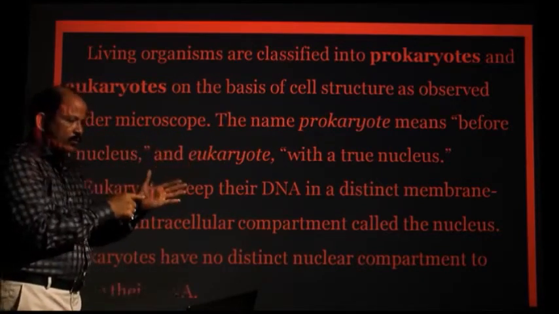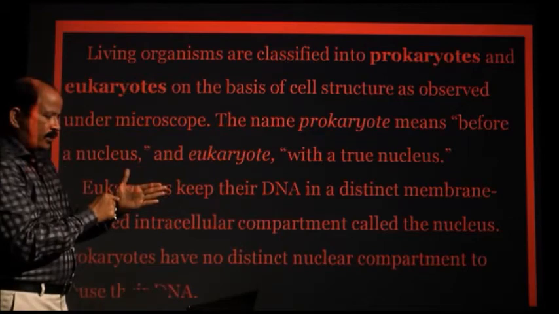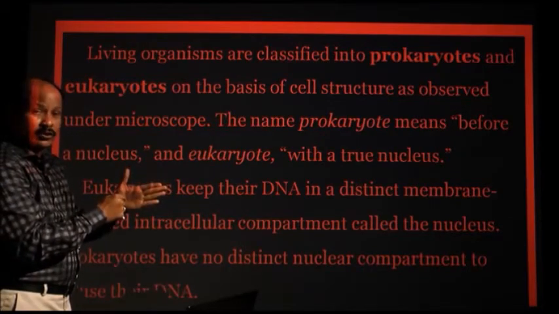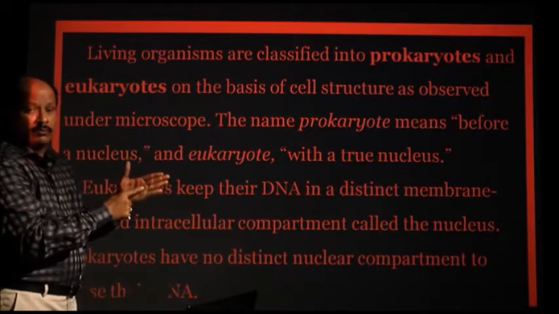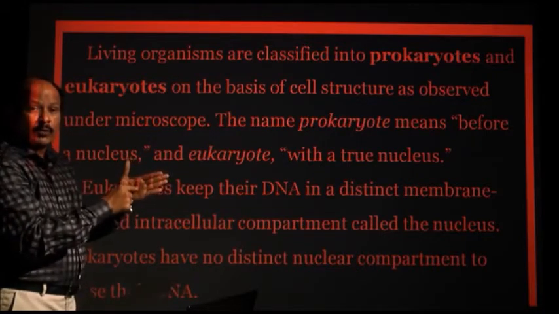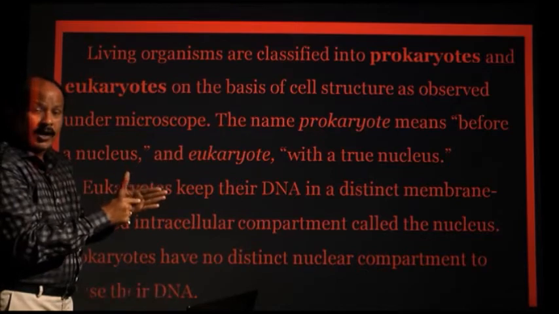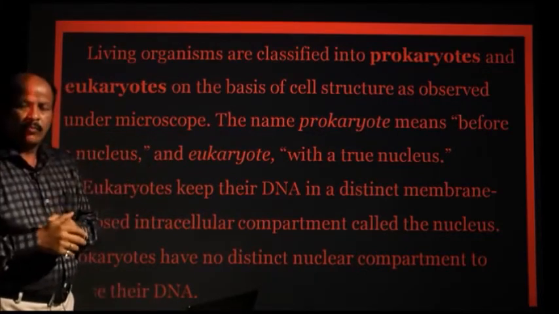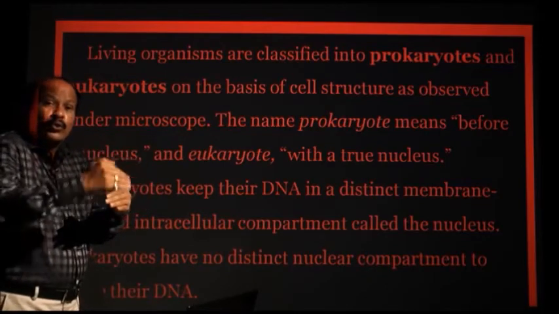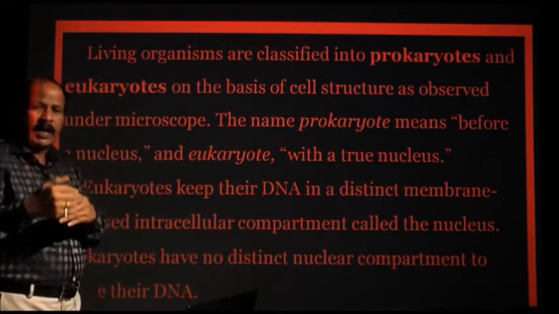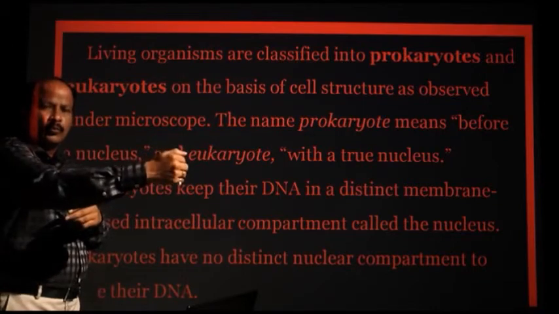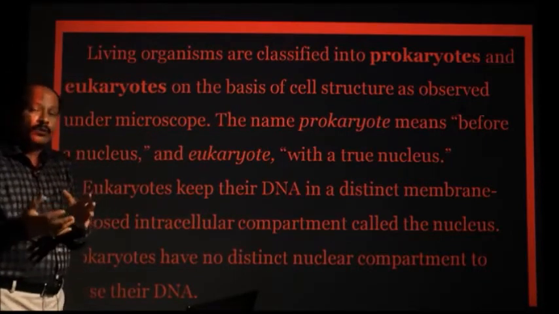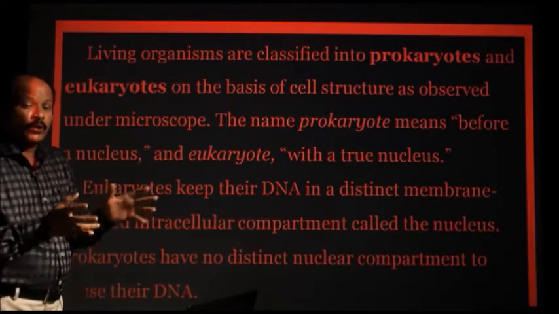So prokaryotes came to this earth almost 3.2 billion years ago at least, and since then they are existing very much on this earth. But eukaryotes evolved after that, only about 1.2 billion years ago. So eukaryotes are young as compared to prokaryotes.